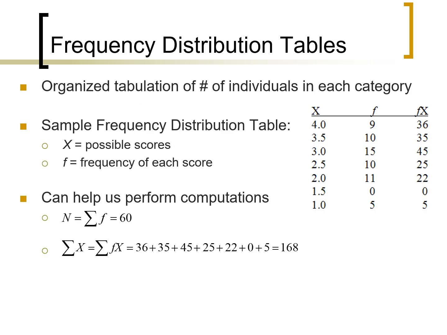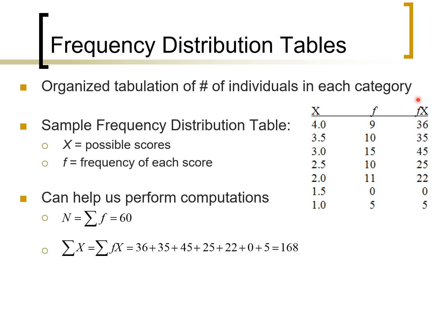So starting with the frequency distribution table, again, look at notation here. We have X, which is our possible scores. It's a variable because we have a bunch of different potential X values. Then we have a frequency, our italicized f, which is the frequency of that score. So for example, 3, we see 15 people, let's say, had a value of X equals 3.